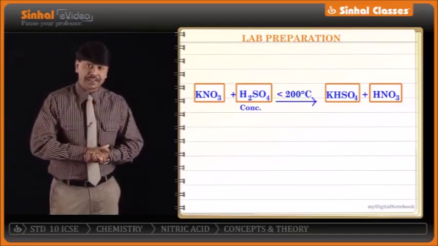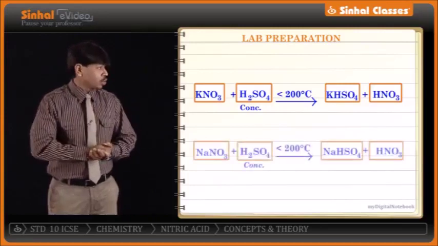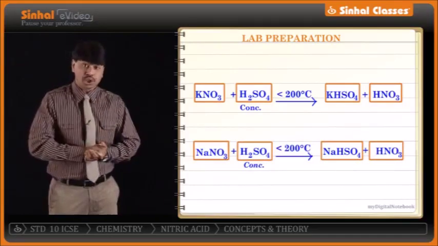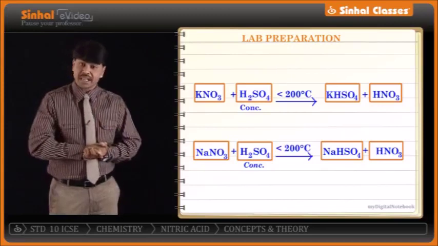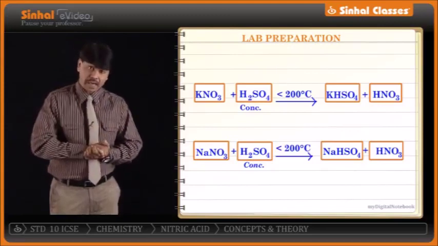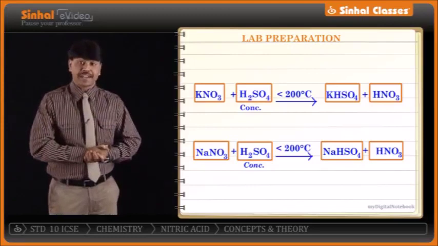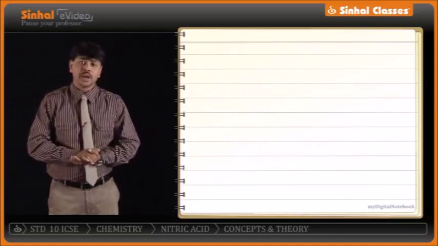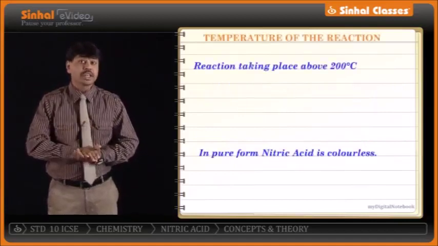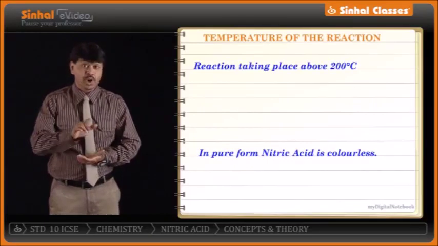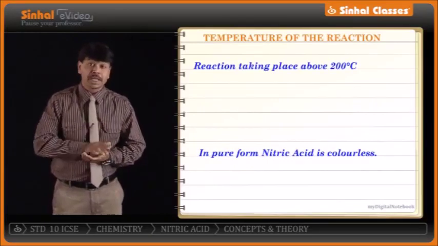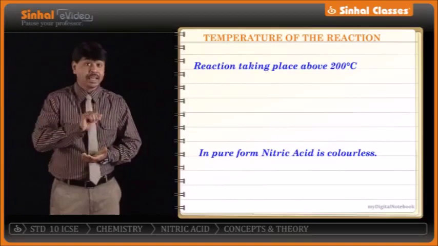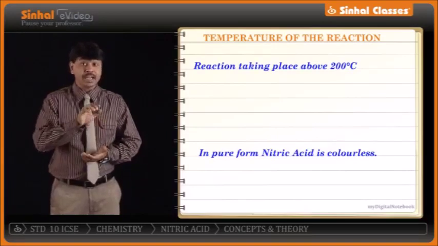If we use sodium nitrate, the reaction will be NaNO3 plus H2SO4 concentrated. Keep the temperature below 200. We'll get NaHSO4, that is sodium bisulfate, along with vapors of nitric acid, that is HNO3. If we take the temperature above 200, then the corresponding metal sulfate salts will be formed, which is a poor conductor, and it will stick to the wall of the glass apparatus and damage the apparatus.